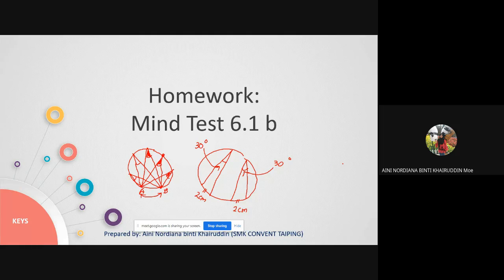Another one yang you belajar, let's say like this. So let's say this is 2 cm, this arc. And this arc is 4 cm. So the arc double, so the angle also double. So let's say here 20. Okay, what is the angle of this angle? It's 40.